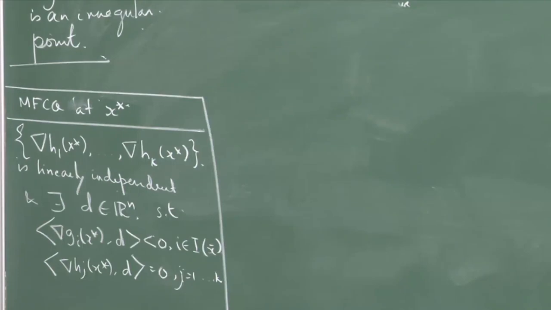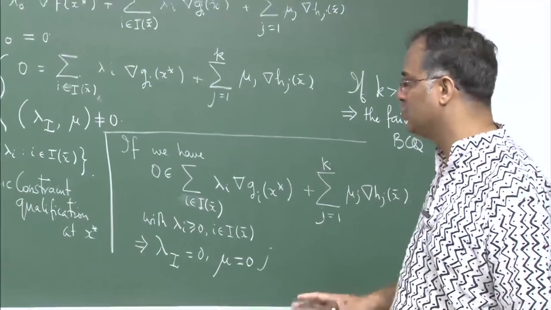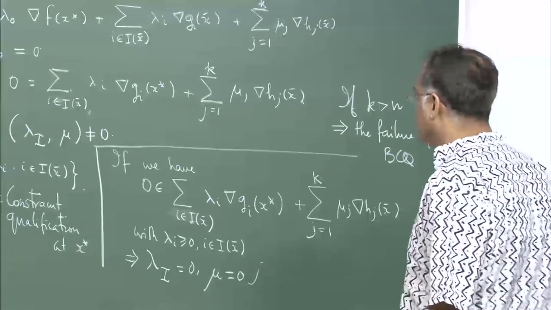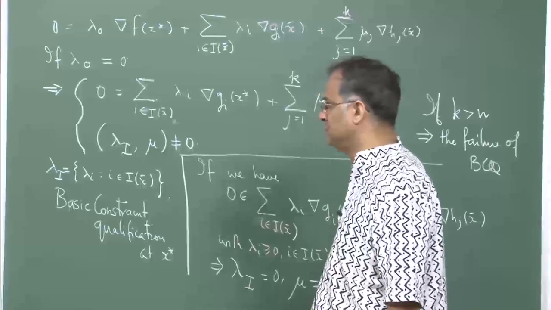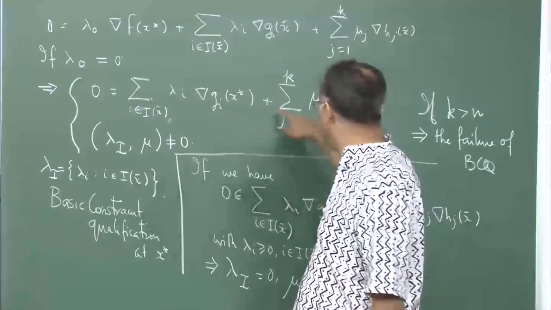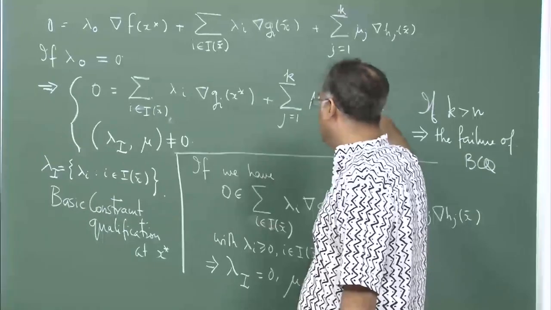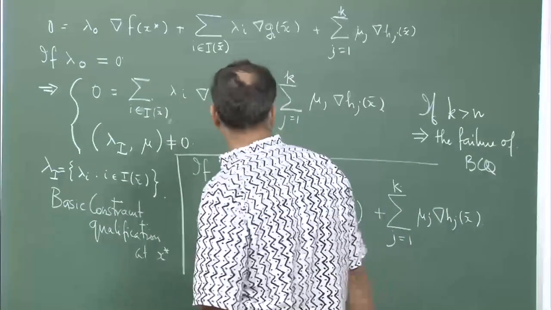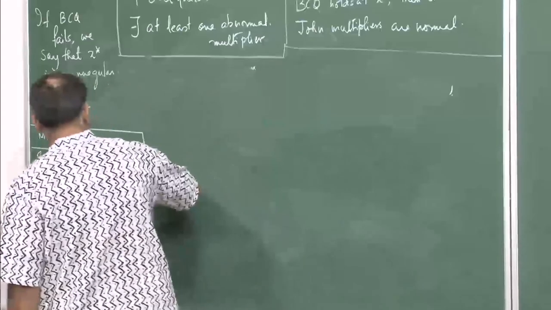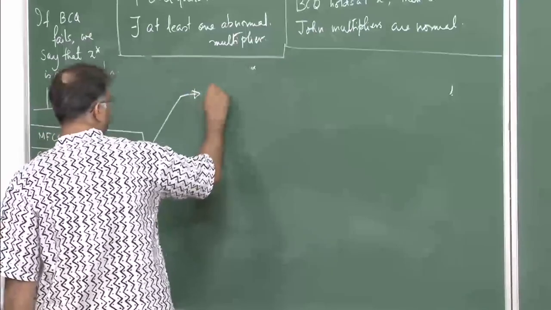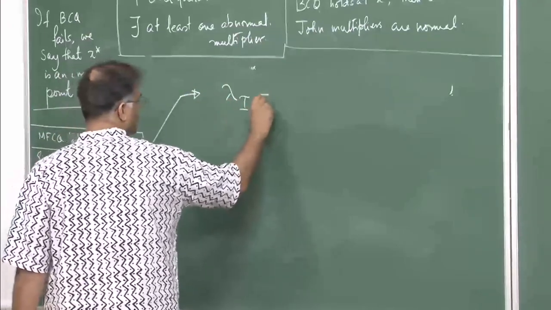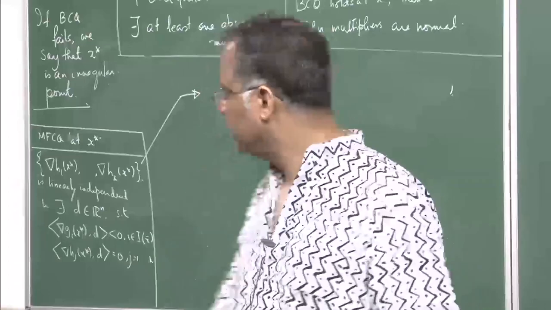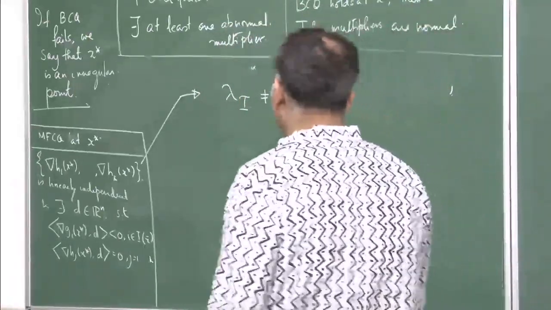Now let us assume that the MFCQ is true. MFCQ is true means, if this is linearly independent, then all the lambda i's here cannot be 0. So if this is true, so I am assuming that MFCQ holds at x star, then this would imply that lambda of I is not equal to 0. This automatically implies that. Okay. Now what would these two conditions imply?